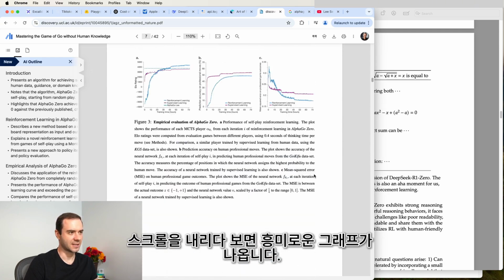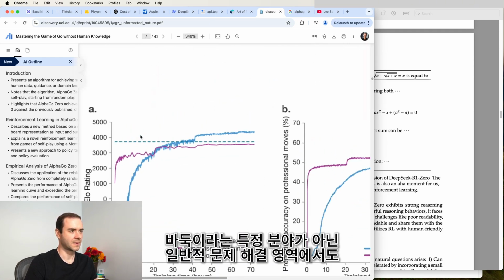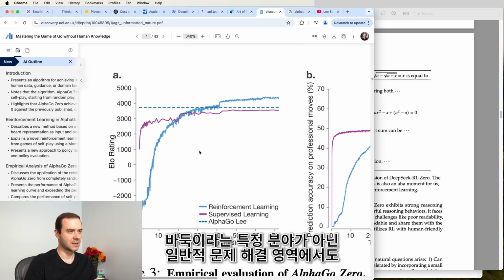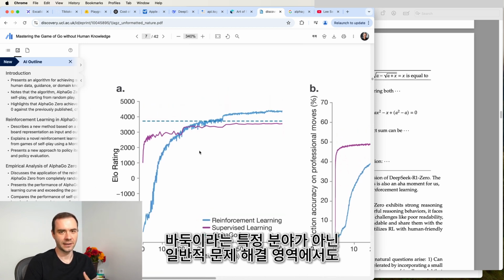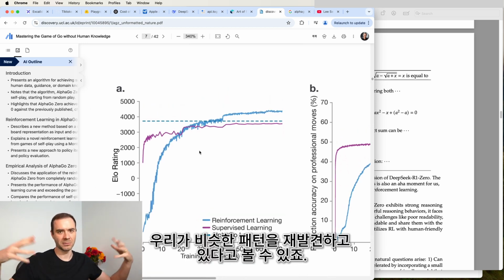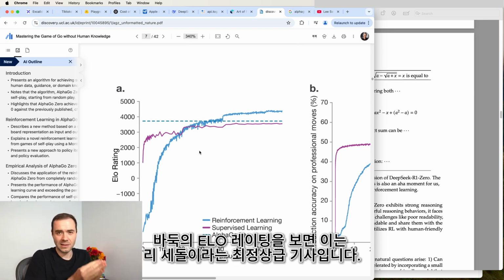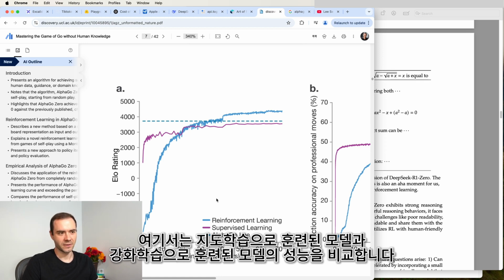we actually find a really interesting plot that I think is kind of familiar to us, and we're kind of rediscovering it in the more open domain of arbitrary problem solving instead of in the closed, specific domain of the game of Go. But basically what they saw, and we're going to see this in LLMs as well as this becomes more mature, is this is the Elo rating of playing the game of Go, and this is Lee Sedol, an extremely strong human player. And here what they are comparing is the strength of a model trained by supervised learning and a model trained by reinforcement learning.